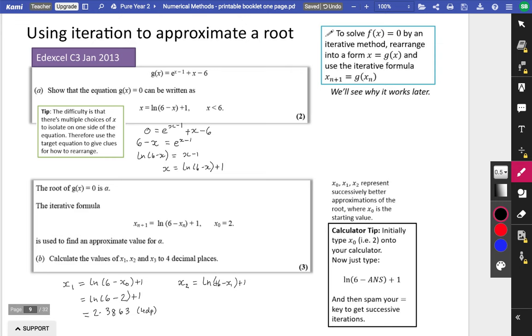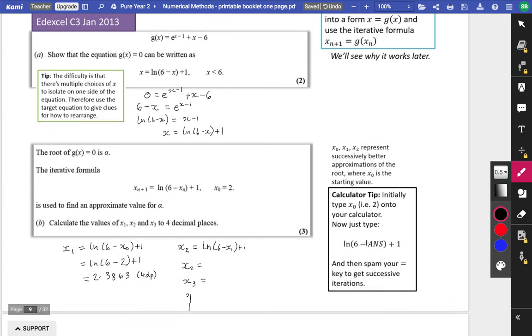Now, after you've written this first substitution out, you don't need to write the substitution out again. You can actually just go straight into saying what is x2, what is x3, and then what is x4. Let's erase that. And the best way to do this is to use your calculator.